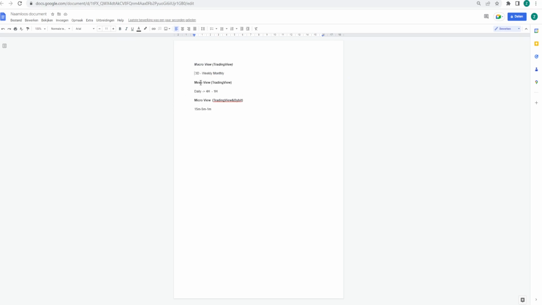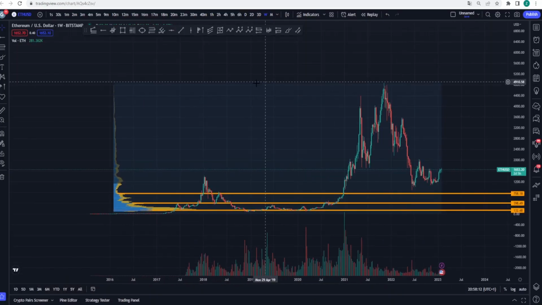Then we have the meso view. We're going into that after this. That's a daily view, 4-hourly view, maybe the 1-hourly or 30 minutes or 2-hourly, depending on what your preference is. And then we go to the micro view, which is really for entering. Where would you enter? 50 minutes, 5 minutes, 1 minute, 30 seconds if you're into that, right? So the lower time frames. Okay, so let's continue with our macro view.